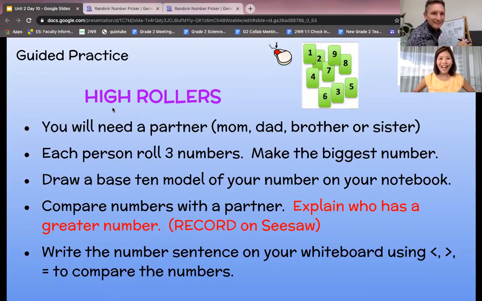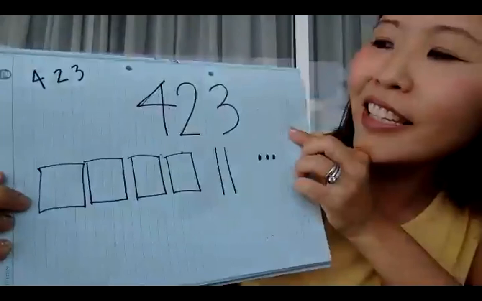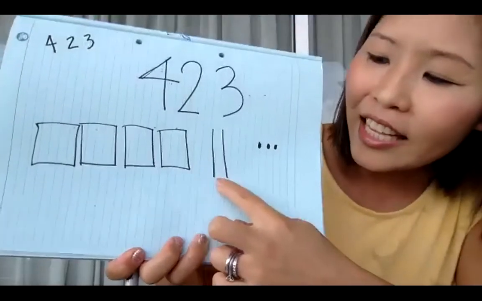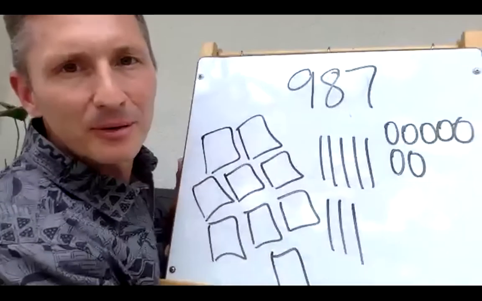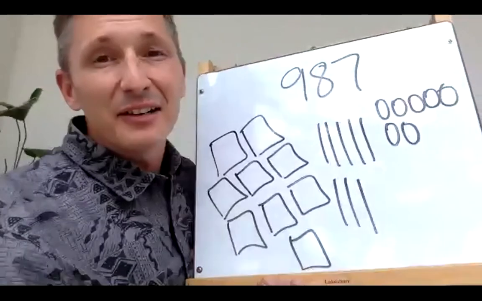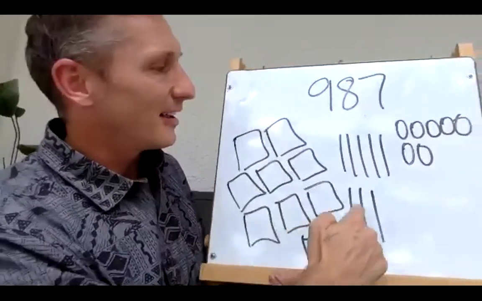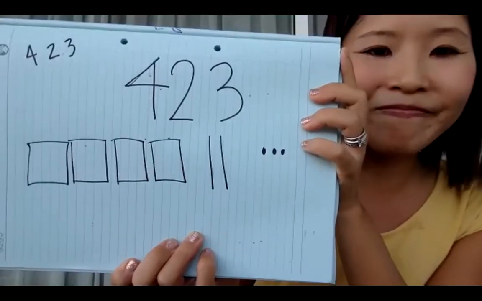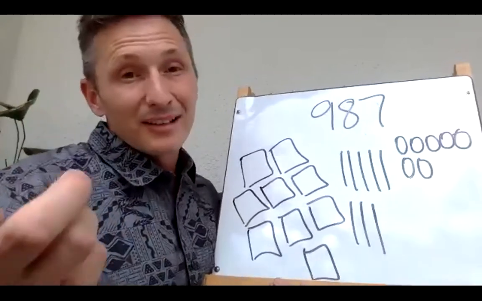We ready? I'm ready. Okay, can I show you my number? My biggest number I could make with 4 and 2 and 3 was 423. I have 4 hundreds and 2 tens and 3 ones. What's your number? My number was pretty big, Miss Yuka. I had 987. So I drew my 9 hundreds. I had 8 tens, and I had 7 ones. So I think it's pretty clear here. I think I have the greater number, and you have the smaller number.